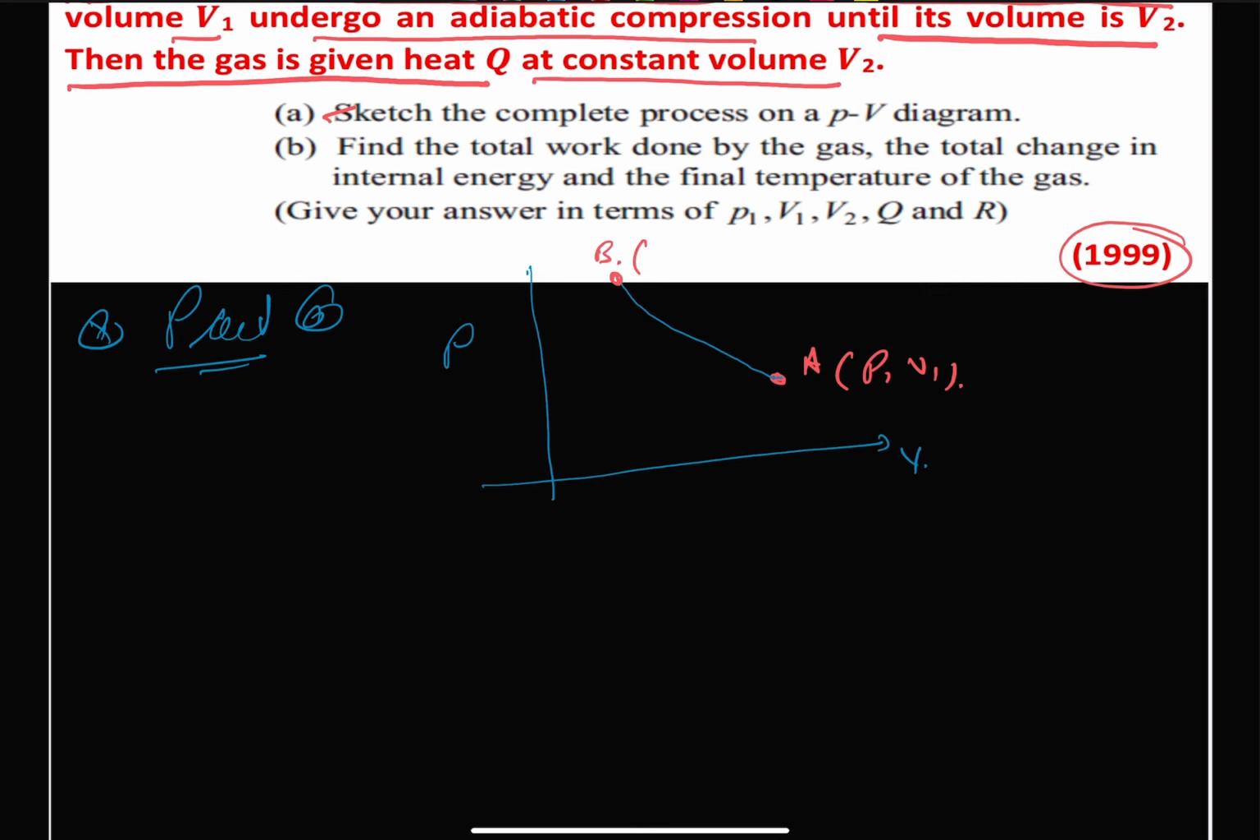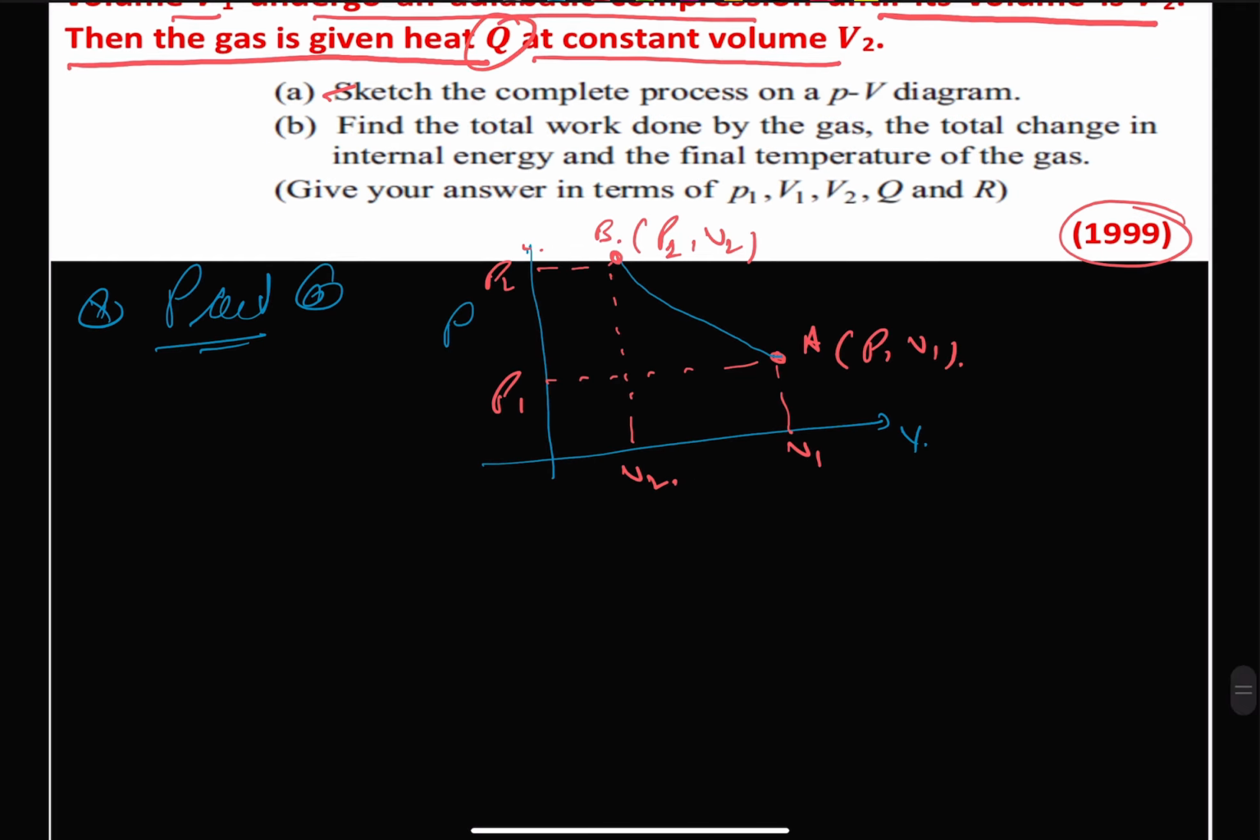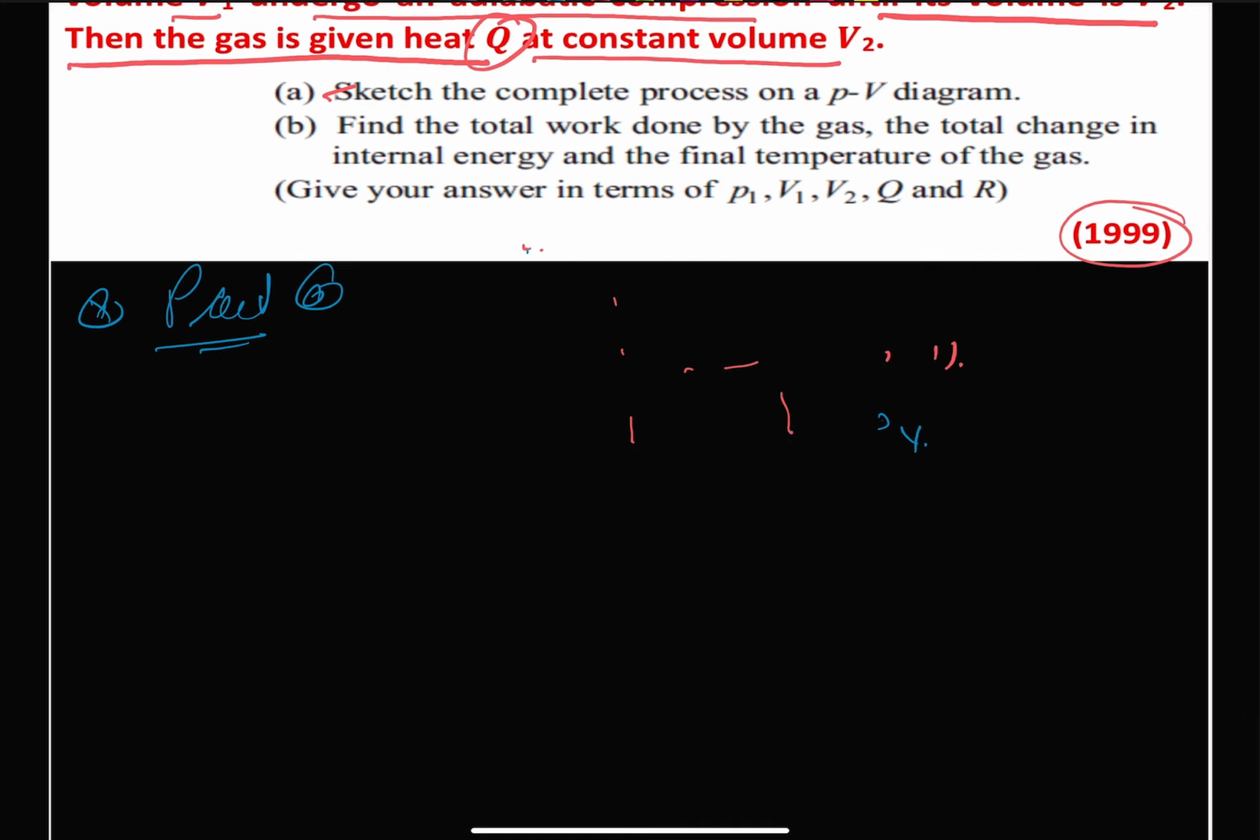Let us suppose the pressure is P2 and the volume is V2, so this becomes our V1, V2, this is our P1 and this is our P2. And then it states that heat is given at constant volume V2. Okay, I should have drawn it. Let me redraw it, because of the heat at constant volume it is going to change.